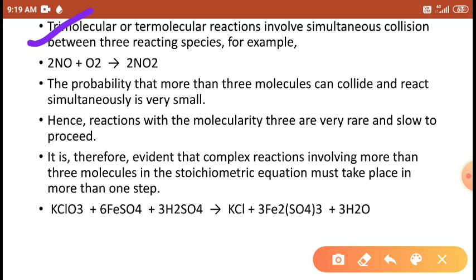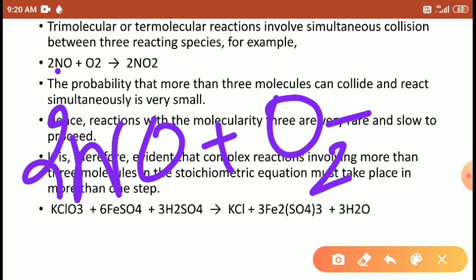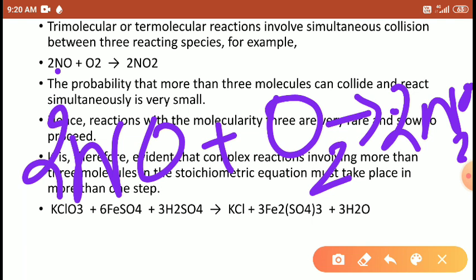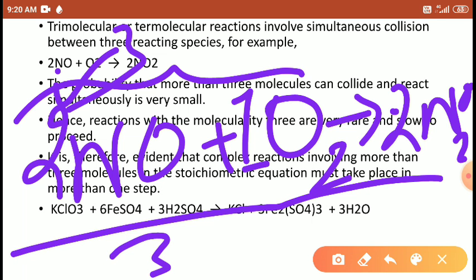In trimolecular reactions, the collision between three reacting species takes part in the reaction. For example, 2 moles of nitrogen monoxide and 1 mole of oxygen form 2 moles of nitrogen dioxide. Look here, stoichiometry 2 and here stoichiometry 1, so in total 3 moles are involved here, right friends?